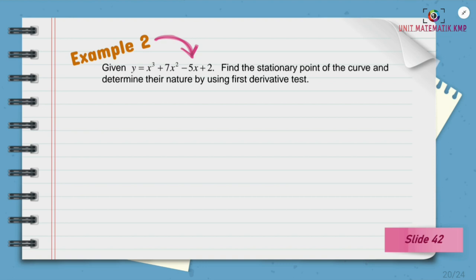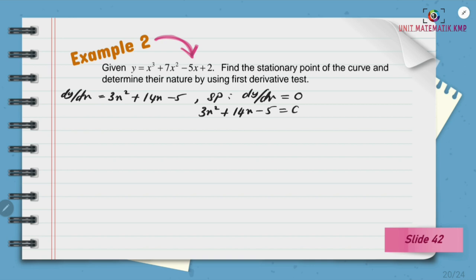Example 2, given y equal to x cubed plus 7x squared minus 5x plus 2. Find the stationary points of the curve and determine their nature by using the first derivative test. First, find dy/dx. We have 3x squared plus 14x minus 5. Next, to find the stationary points, dy/dx must be equal to 0. Then, 3x squared plus 14x minus 5 is equal to 0.